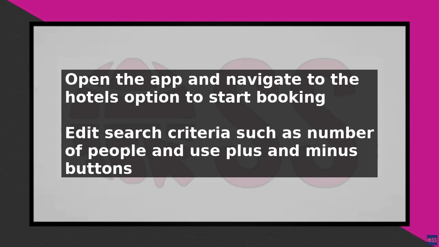To book a hotel reservation, start by opening the app and navigating to the hotels option. From there, edit the search criteria according to your needs, such as the number of people, including children, and use the plus and minus buttons to adjust as necessary. Once you've entered your preferences, tap to proceed and select your desired location.